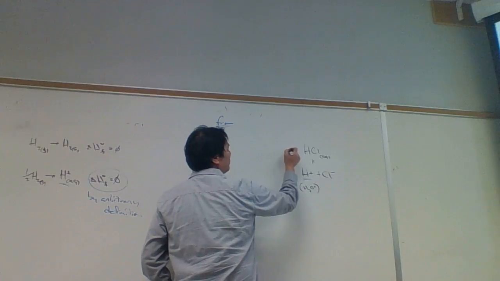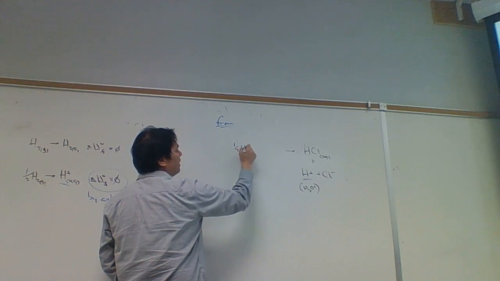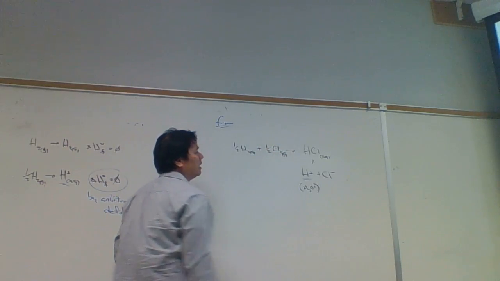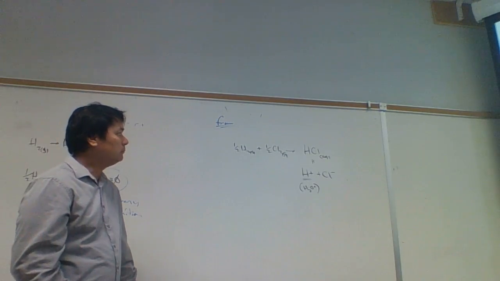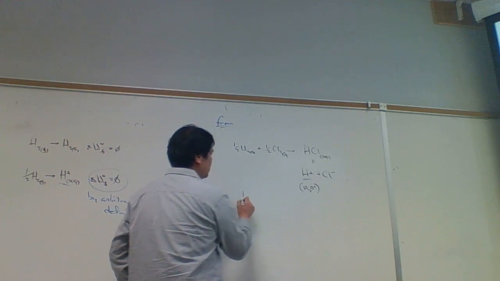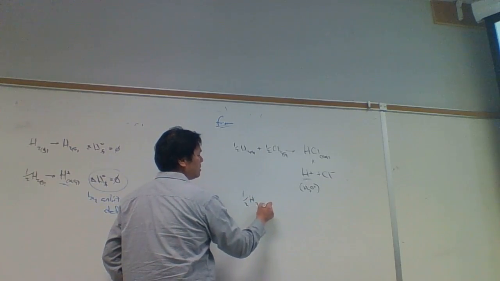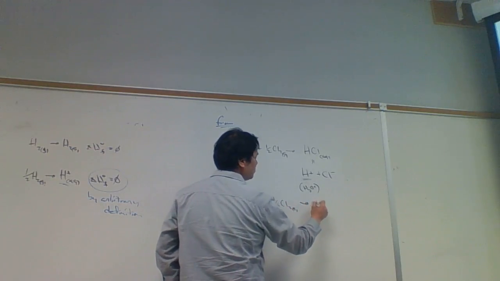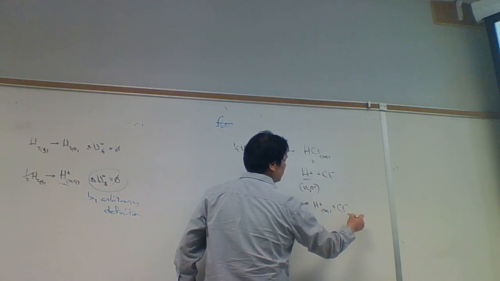Well, anyway, how do we form this? We're going to form this from the elements. So we'll take 1/2 hydrogen gas plus 1/2 Cl2 gas to get HCl. Now, what is HCl? That's H+ and Cl-. So we have 1/2 hydrogen gas plus 1/2 chlorine gas gives us H+ (aq) plus Cl- (aq).